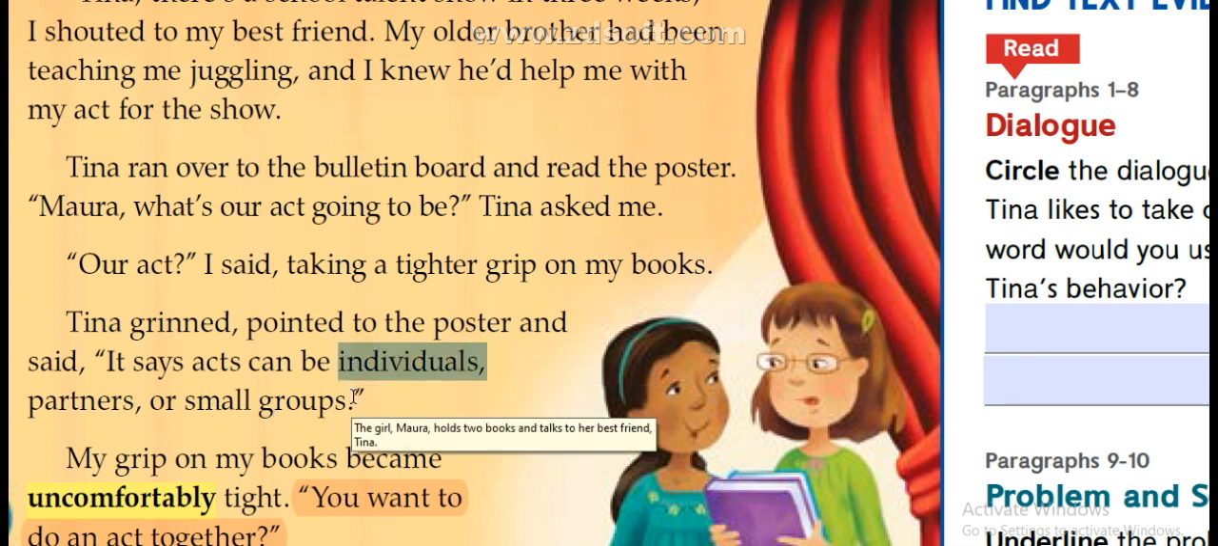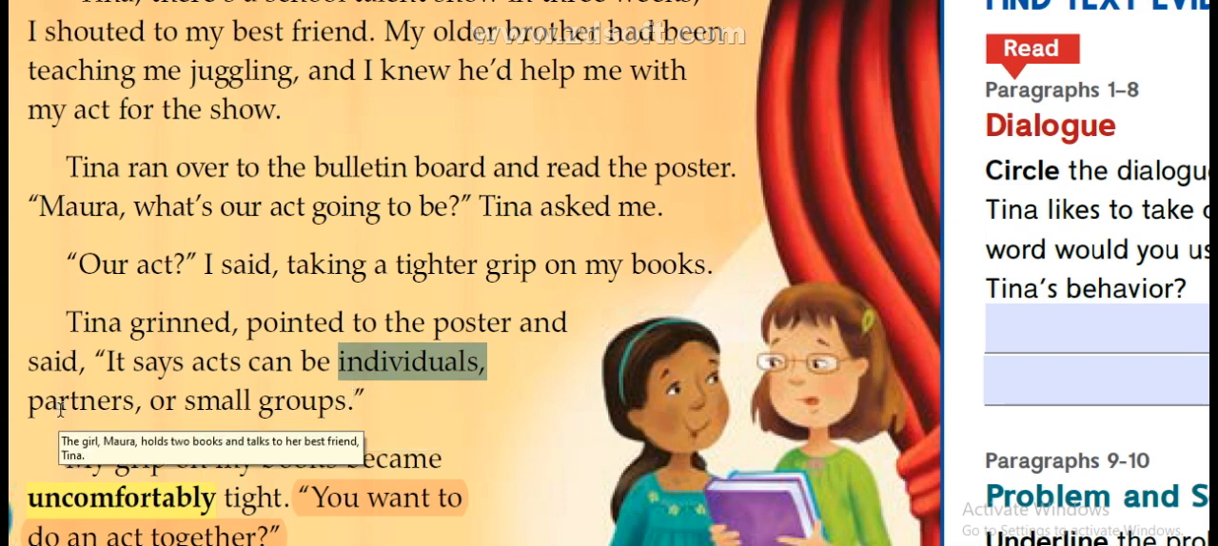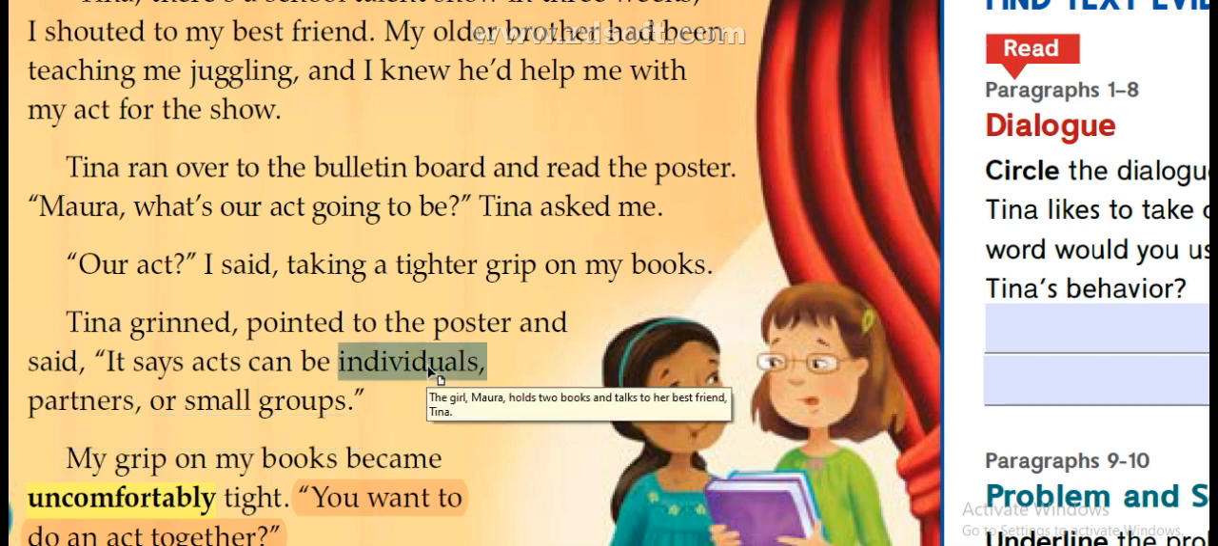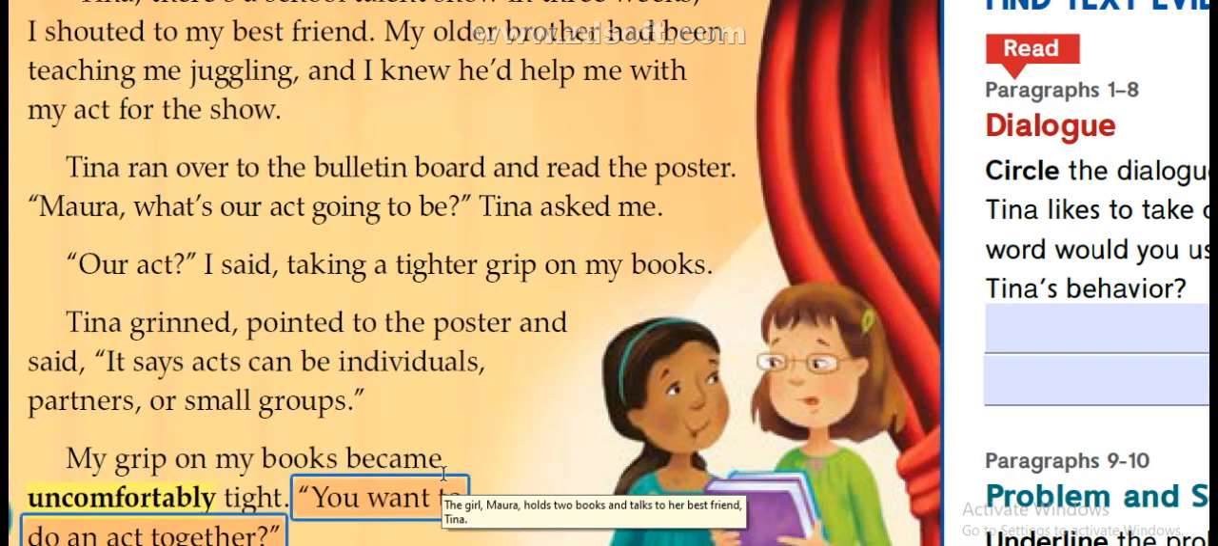Individual means one, right? Partners means, for example, two people together. These are partners. And small groups. So Tina wants to do it as partners too. However, Mora wants to do it individually as one. Okay.